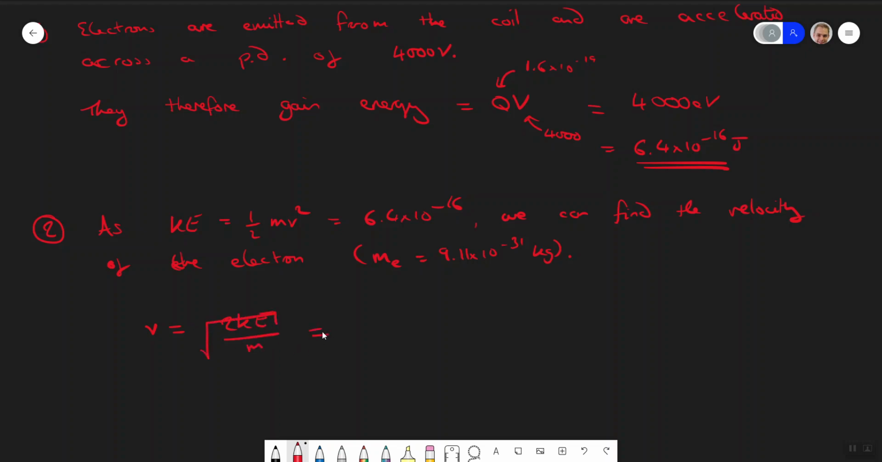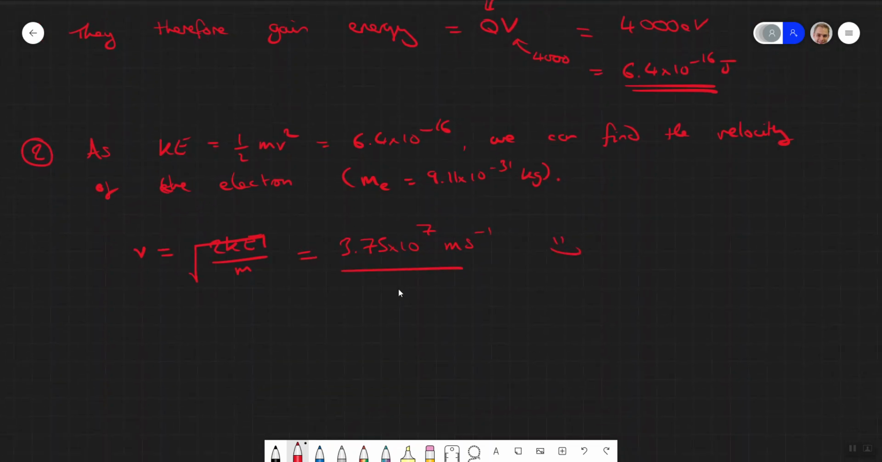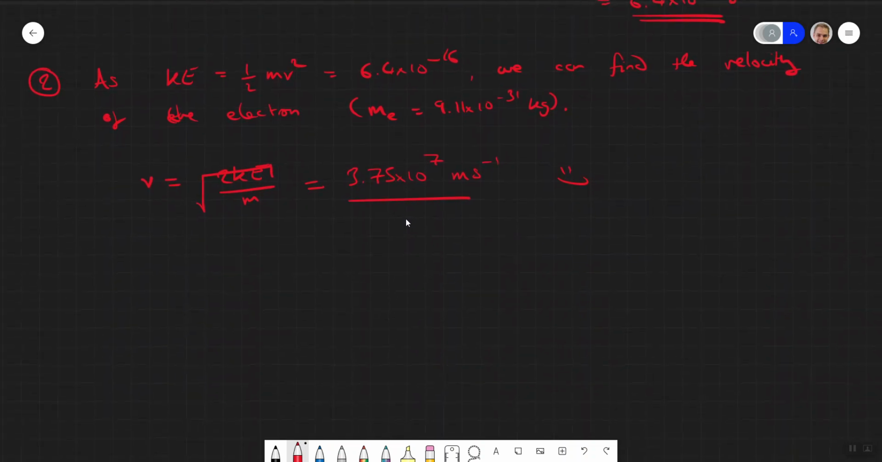That's a terrible square root, sorry. Times 2 over 9.11 times 10 to the minus 31. So I square root that answer, and I get 3.75 times 10 to the 7, which is great. It's less than the speed of light. Happy. Excellent. About 10% of the speed of light. It's easy enough to do.